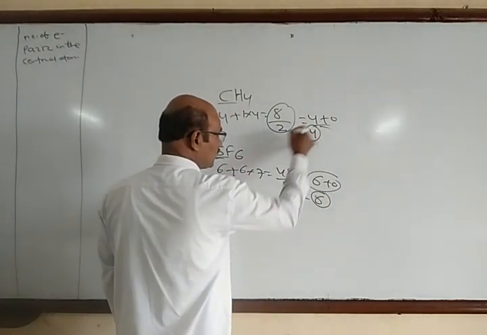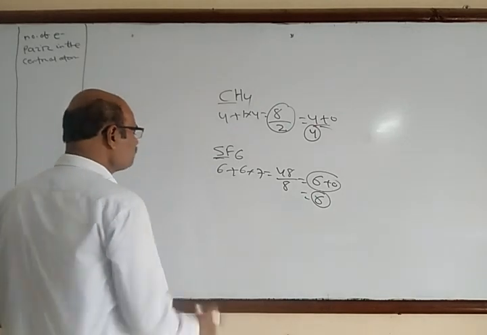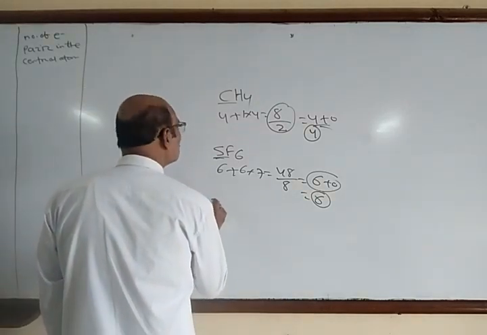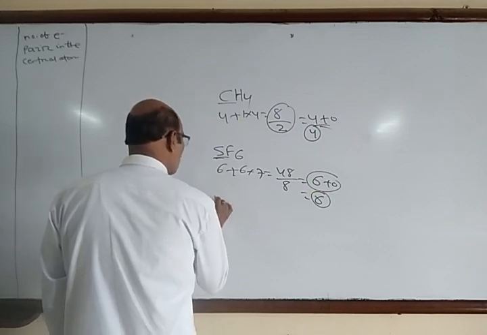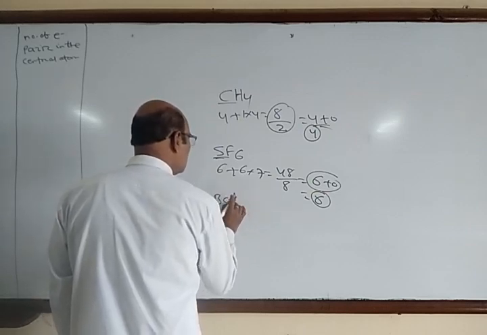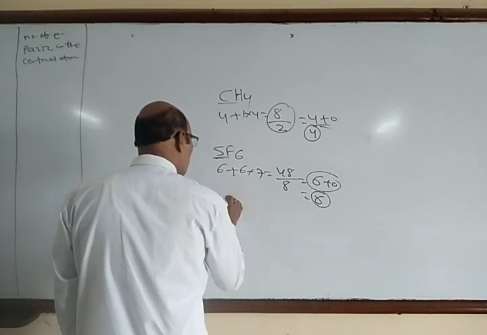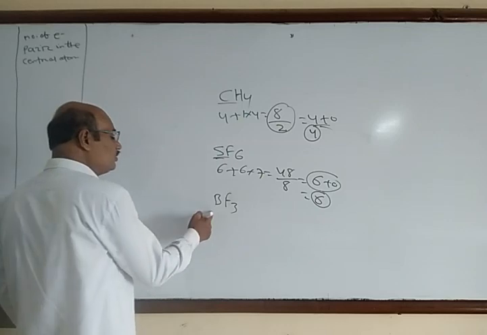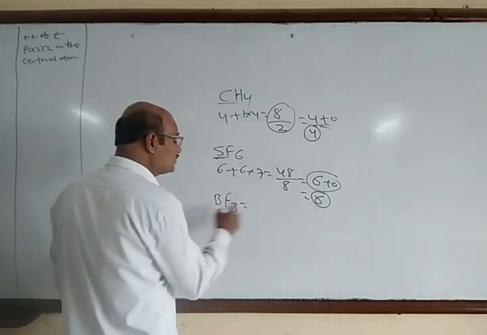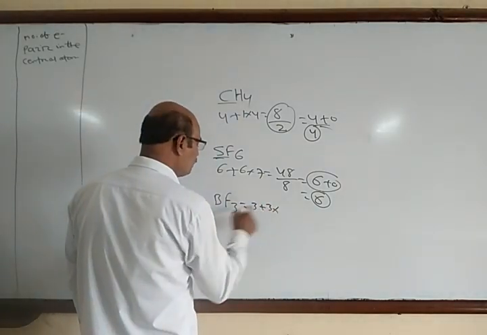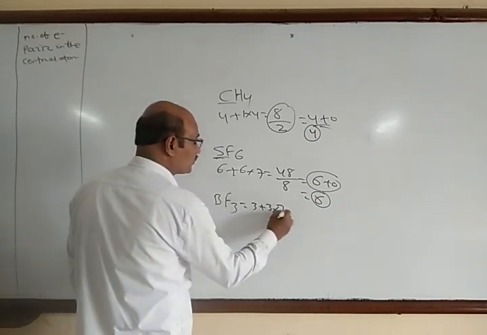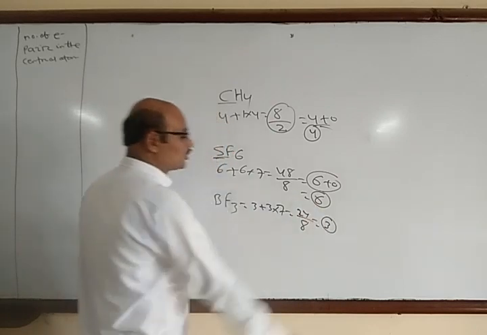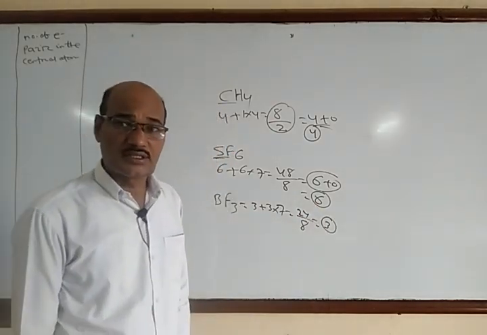Here 4 is the number of electron pairs. Suppose I have BF3. So boron has 3 valence electrons plus 3 into 1 is 3, which makes 24 by 8 equal to 3. That is the number of electron pairs around the central atom.